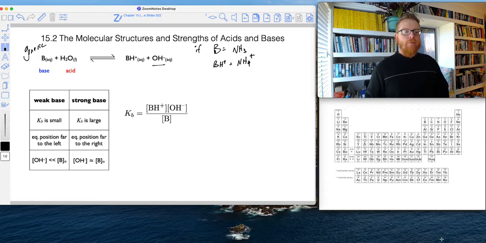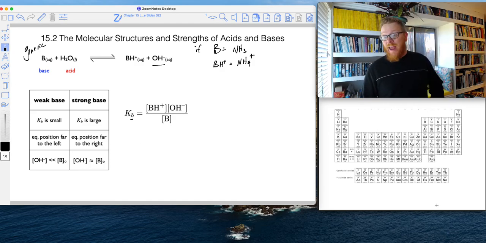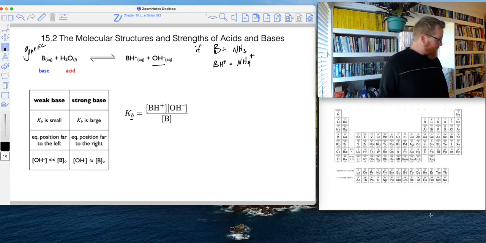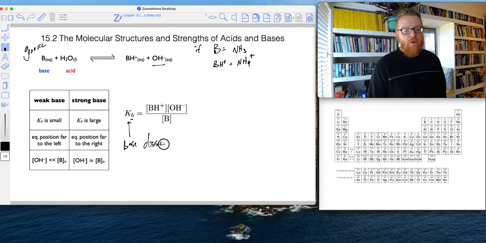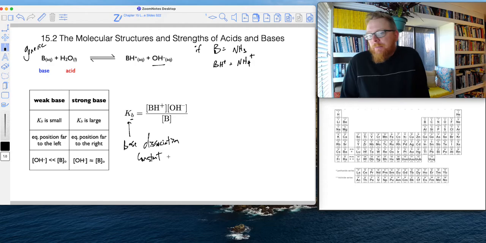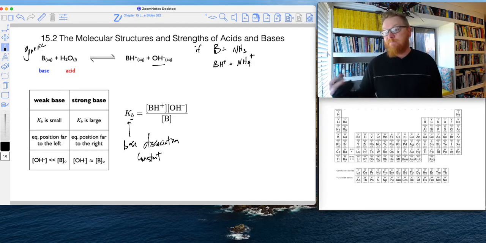All right. And so now here we have KB. I told you we were going to play alphabet soup. So thus far we have KA, now KB, KC, and KP. So we're working our way through the alphabet pretty well already. Okay. So KB, as you might imagine, is called the base dissociation constant. Sometimes we could also just call it the base equilibrium constant, or even sometimes just KB.